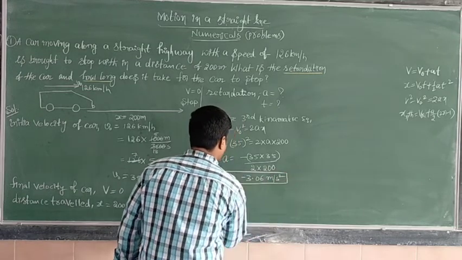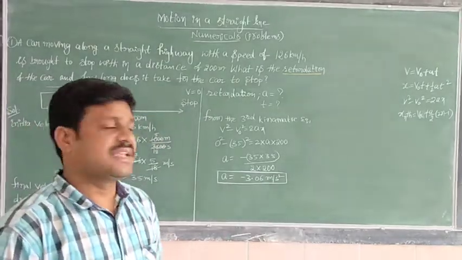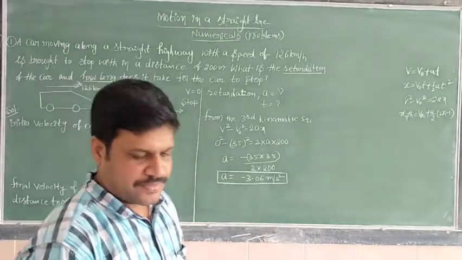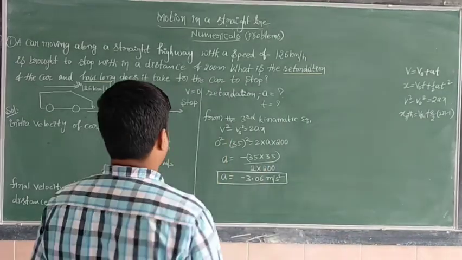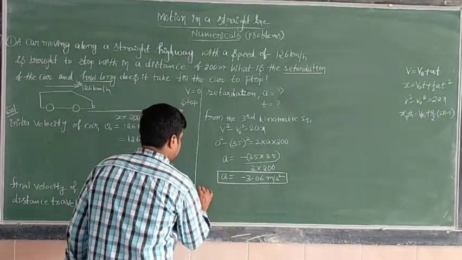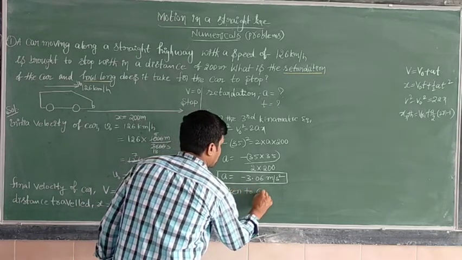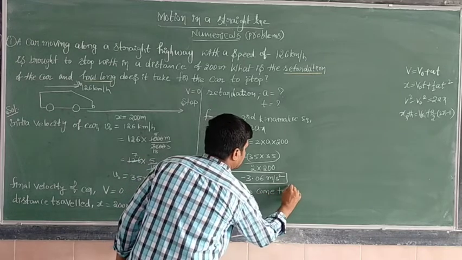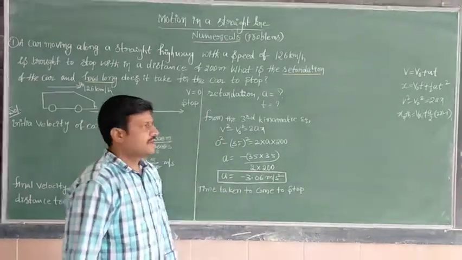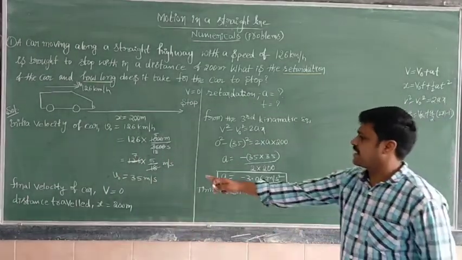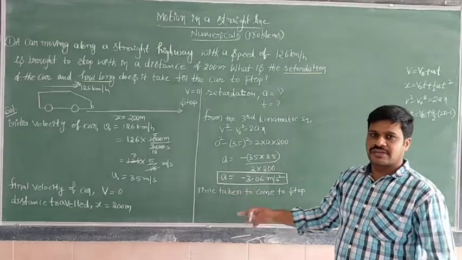Now this is the retardation of the car before coming to the stop. Retardation means negative acceleration. That's why we got negative. Now afterwards we have to find out the time taken to come to stop. Initial velocity is there, final velocity is there, acceleration is there. So time we have to find out.